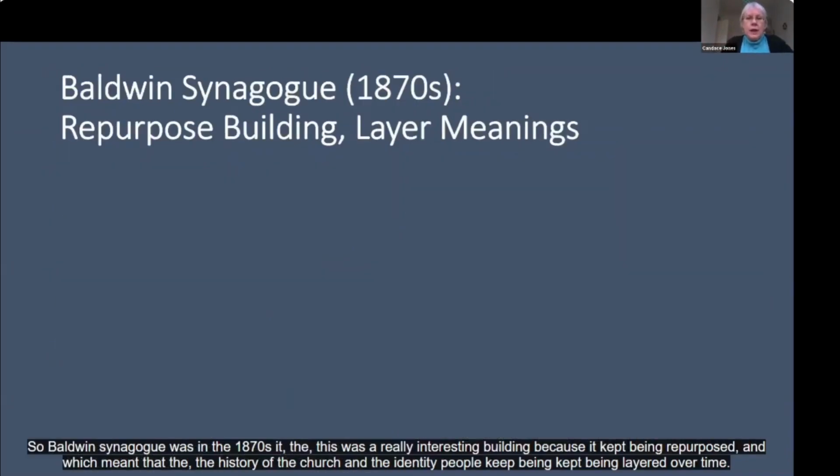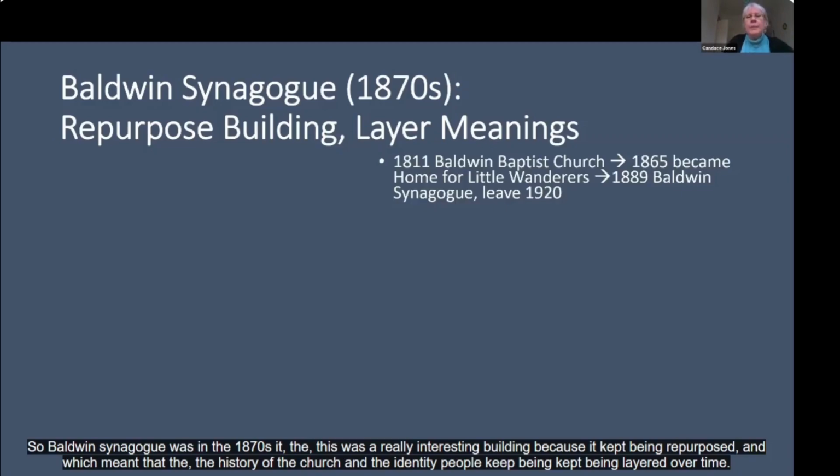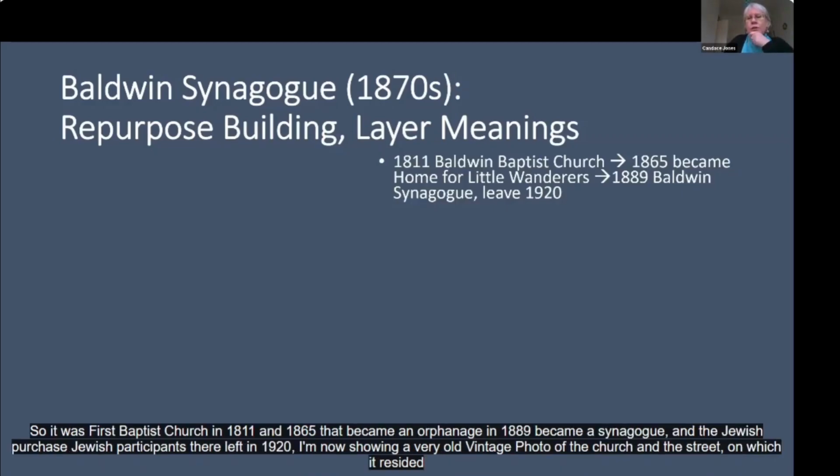So Baldwin Synagogue was in the 1870s. This was a really interesting building because it kept being repurposed, which meant that the history of the church and the identity of the people kept being layered over time. So it was first a Baptist church in 1811. In 1865, it became an orphanage. In 1889, it became a synagogue, and the Jewish participants there left in 1920.